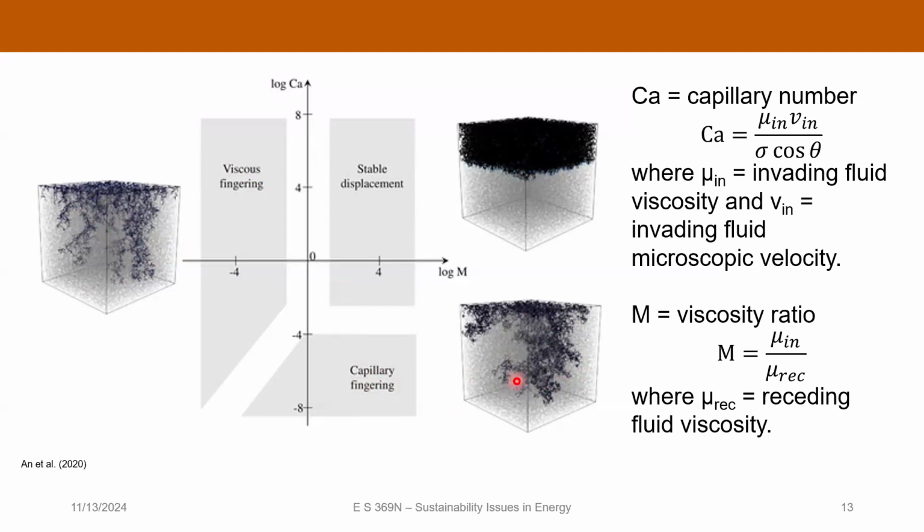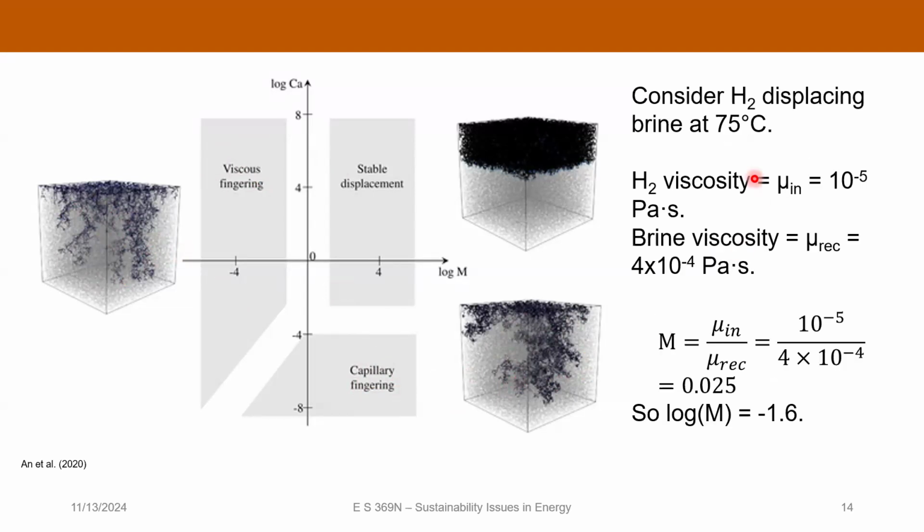Okay, so let's consider hydrogen being injected into a saline aquifer at 75 degrees Celsius. So under these conditions, the viscosity of hydrogen is about 10 to the minus 5 Pascal seconds. So that's 2 orders of magnitude lower than that of water. Okay, the brine viscosity is roughly 4 times 10 to the minus 4. So if we find the viscosity ratio, it's 0.025. And if we take the logarithm of that, it's minus 1.6. Then the other thing we have to do is, so it's going to be somewhere over here.